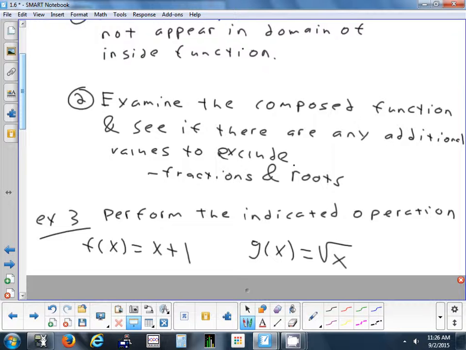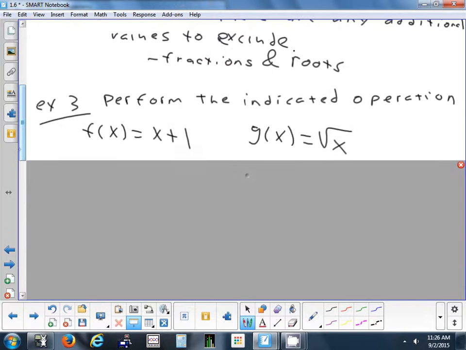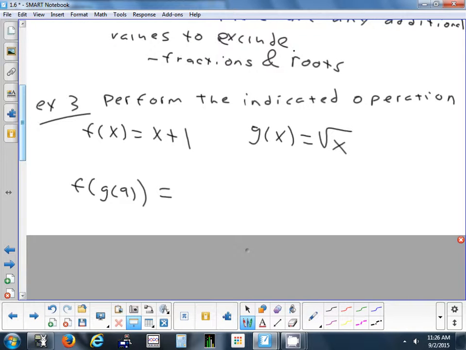All right, so let's try example 3. So we have 2 functions, f of x and g of x. F of x is x plus 1. G of x is the square root of x. And the first thing they want us to do is just evaluate. Just find the value f of g of 9. The way you do this, you start on the inside function, deal with that first. You're going to get a result, and then you're going to plug that result into the outer function.